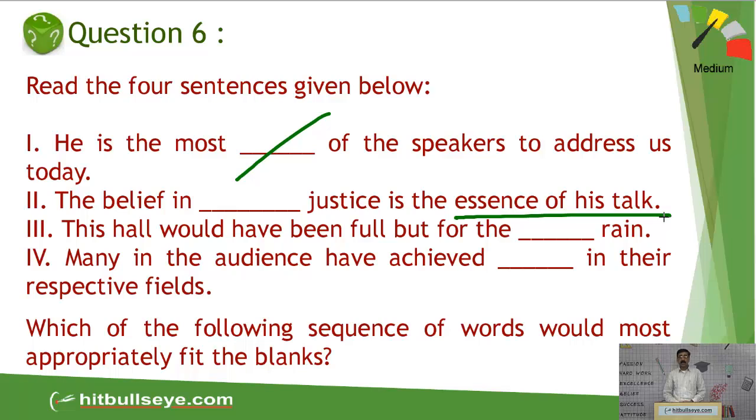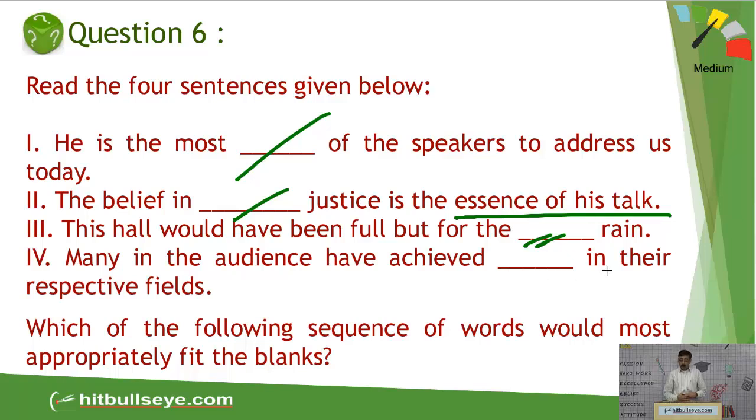Now essence would be that his talk always includes the justice, essence of the justice, so kind of embedded. Third, this hall would have been full but for the dash rain. Because of the rain, people did not turn up, so a little bit of guess from our side. Fourth, many of the audience have achieved dash in their respective field.